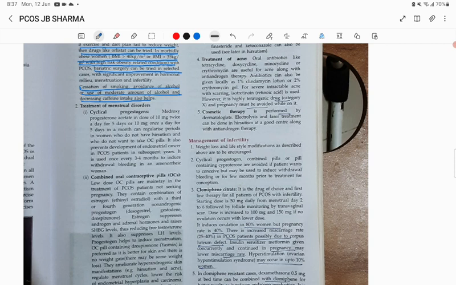Then treatment of menstrual disorder: cyclical progesterone, medroxyprogesterone acetate, dose is 10 mg twice a day for 5 days or 10 mg once a day for 5 days in a month, can regularize the periods in women who don't have hirsutism and who don't want to take pills.